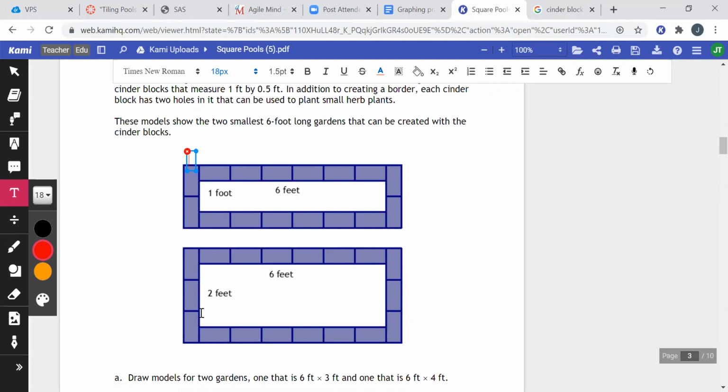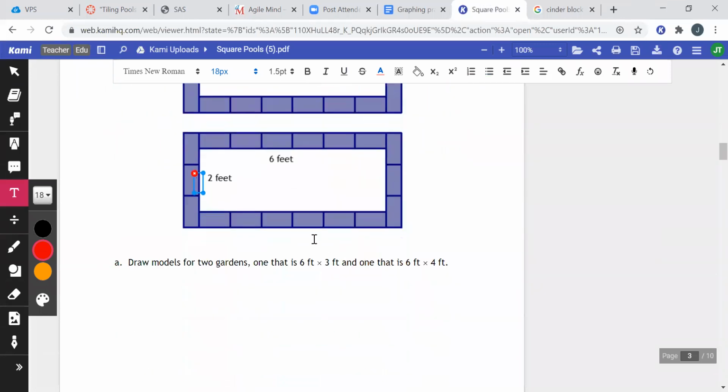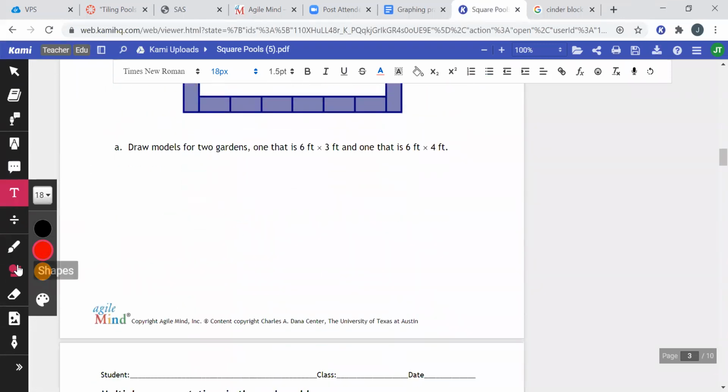It's 2 feet tall. And notice, because they overlap, there are 2 cinder blocks here on the left side and 2 on the right side. And half of the cinder block is part of the wall before, and half of the cinder block is actually the height inside in this white area where they'll actually do gardening. Okay? So let's draw a couple more.